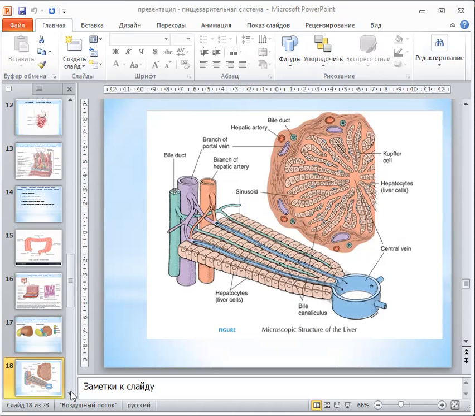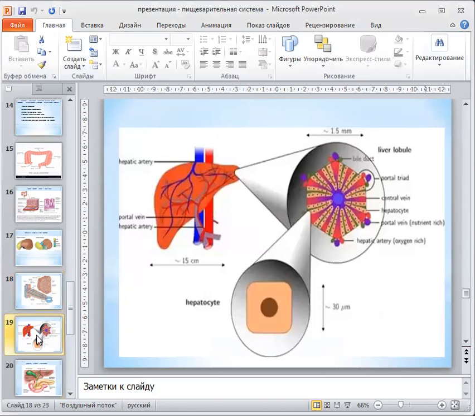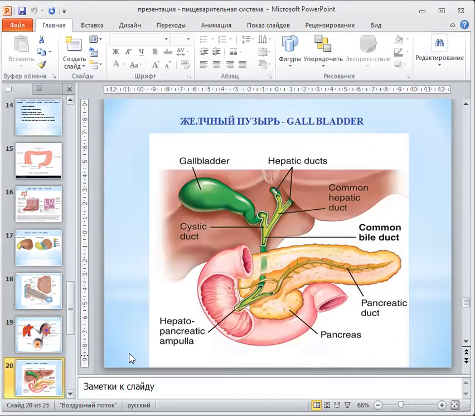The next additional organ is the gallbladder. The gallbladder is located under the upper porta hepatis, lying on the duodenum. The gallbladder has a pear-shaped form. Length is 12 to 18 centimeters.